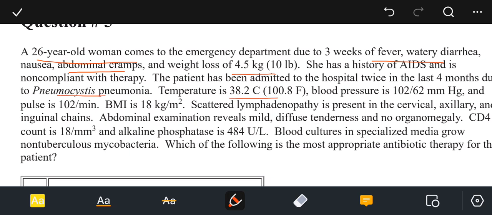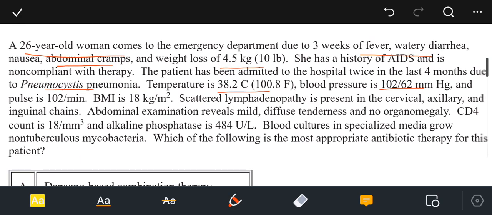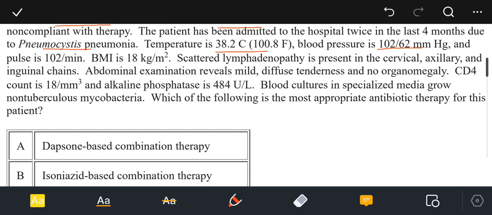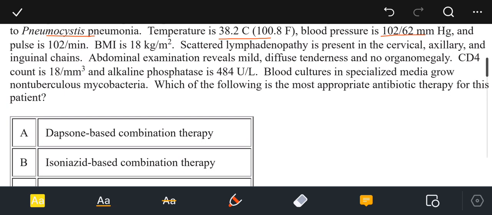Temperature is 38.2 degrees Celsius, that is high. Blood pressure is 102 by 62 millimeters of mercury, and pulse is 102 per minute. BMI is 18 kg per meter square. Scattered lymphadenopathy is present in the cervical, axillary, and inguinal chains. Abdominal examination reveals mild, diffuse tenderness and no organomegaly. CD4 count is 18 per millimeter cube, that is very low, and alkaline phosphatase is 484 units per liter.